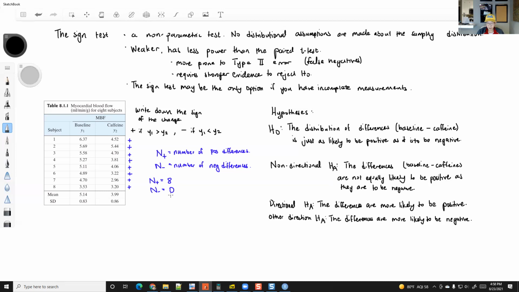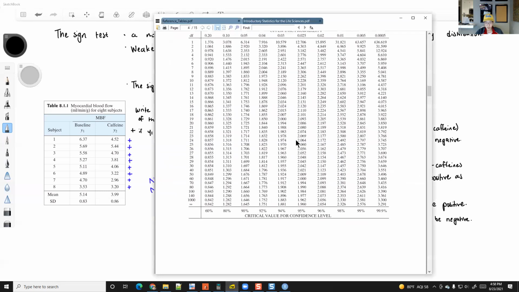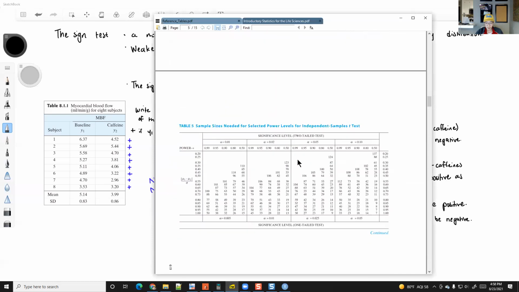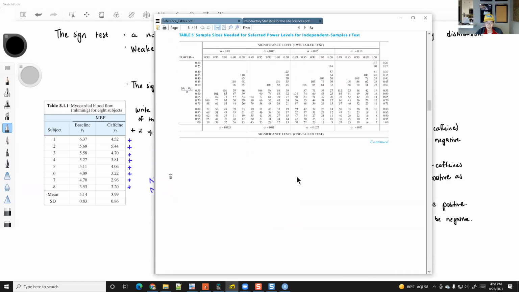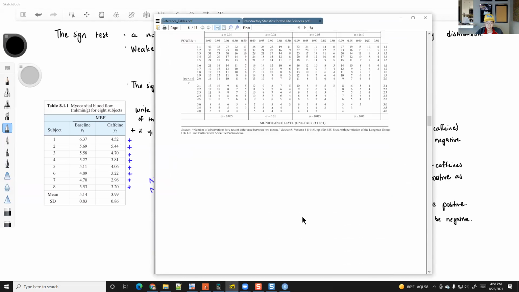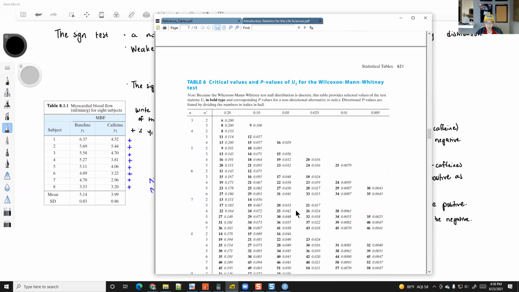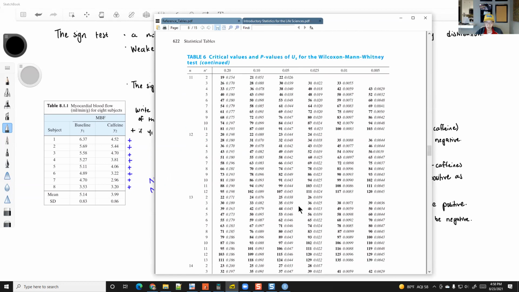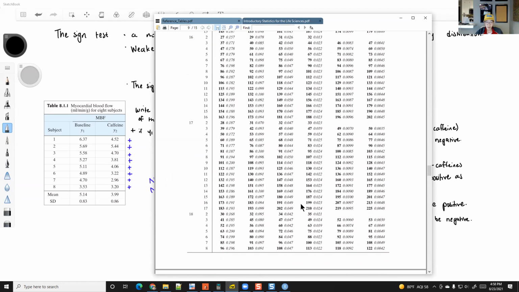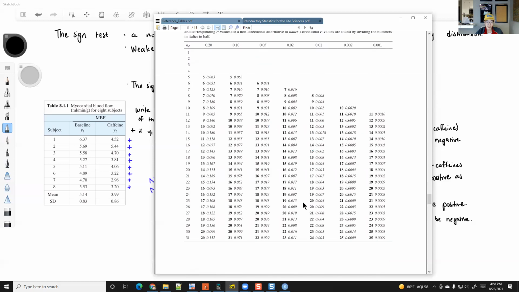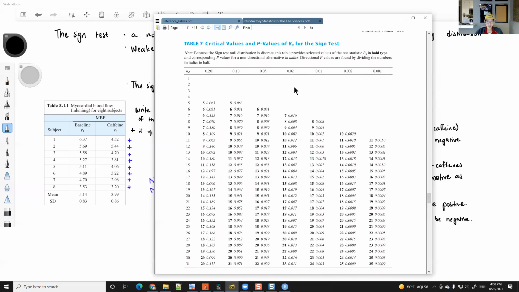And then we go and look this up in the sign table. So inside the Cox and Mann-Whitney table, where is it? Critical values for the sign test. Okay, table 7, critical values for the sign test.